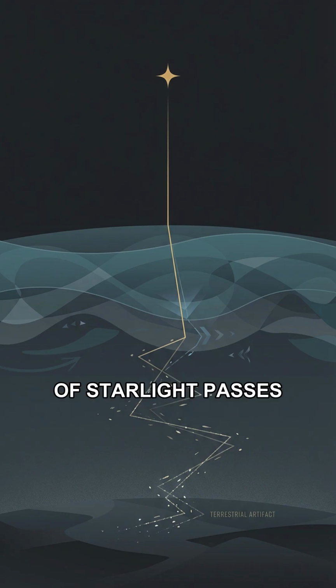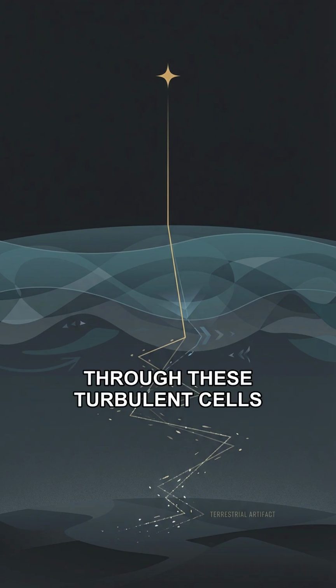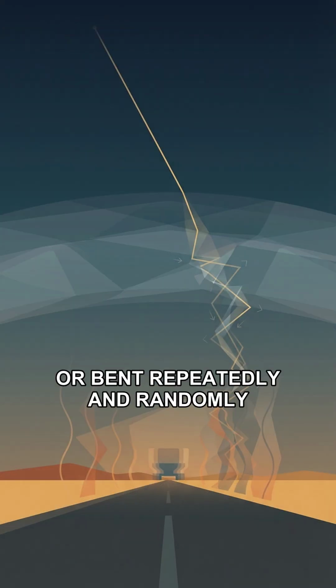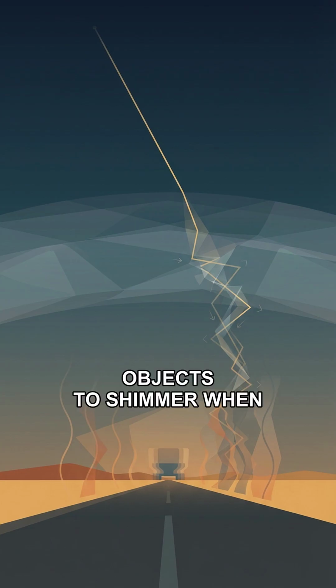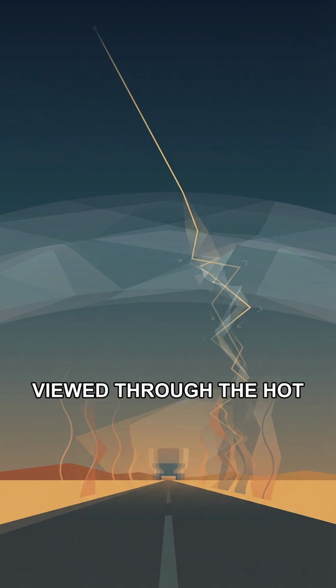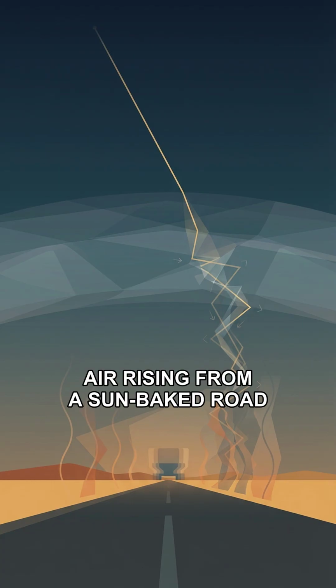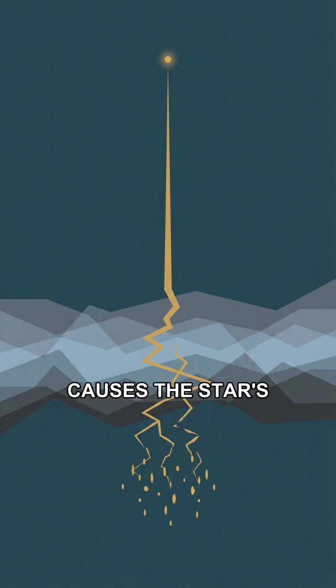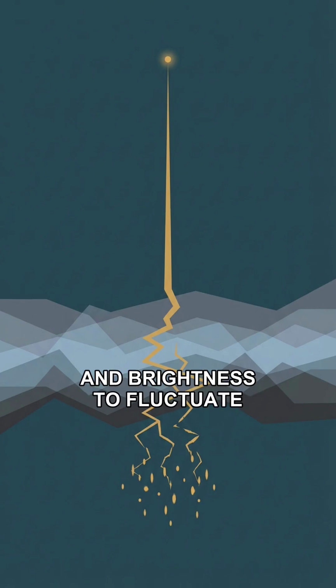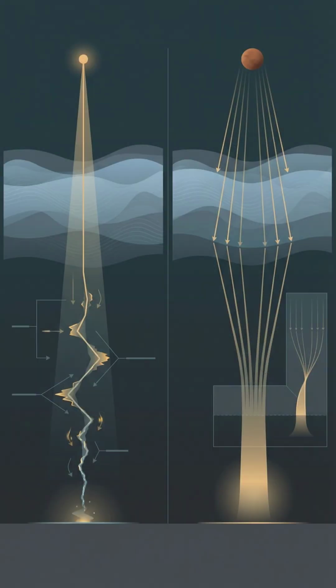As the single point of starlight passes through these turbulent cells, it is refracted or bent repeatedly and randomly. This is the same principle that causes objects to shimmer when viewed through the hot air rising from a sun-baked road. This constant, rapid bending of the light path causes the star's apparent position and brightness to fluctuate from moment to moment. Our eyes and brain interpret this rapid fluctuation as twinkling.